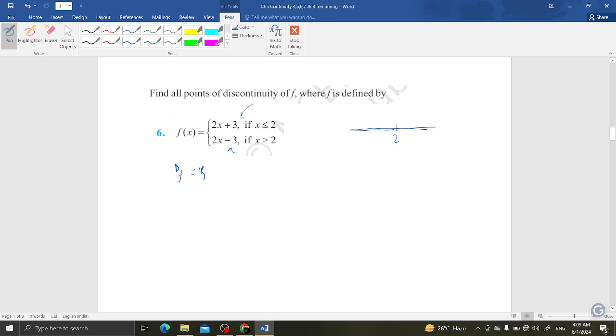Now on this domain we need to check where it is continuous and where it is discontinuous. Actually it has three parts again. We need to write x less than 2, x greater than 2, and x equal to 2. If x is less than 2, then f of x will be 2x plus 3. Here this is your 2, and before 2 I am saying for this one part.